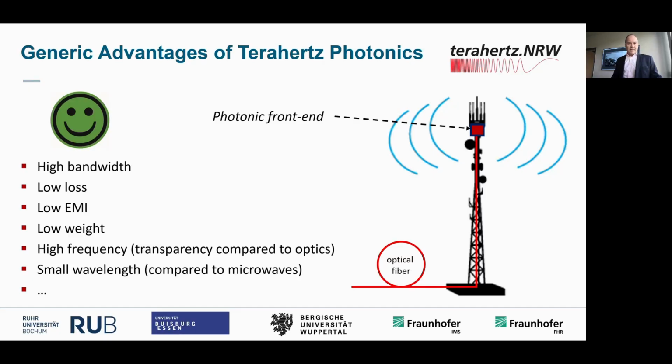High frequency, which means that we are transparent compared to optical frequency, is an advantage, for example, mainly for imaging. We can look through clothes using these frequencies. Not so much of an importance here for communications, but we will touch it a little bit. Small wavelengths: we have smaller wavelengths than at microwave frequencies. That allows us to do imaging, for example, at much higher resolution. And we will also touch this today in the presentation.